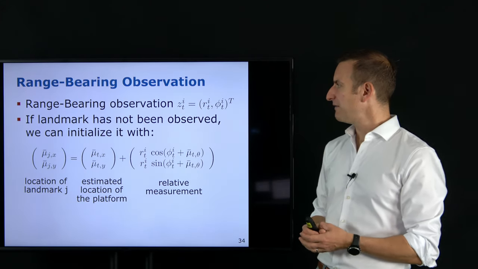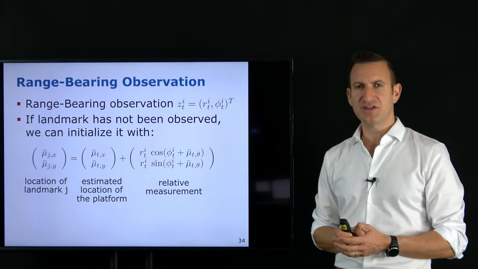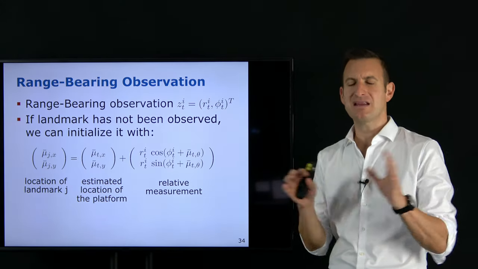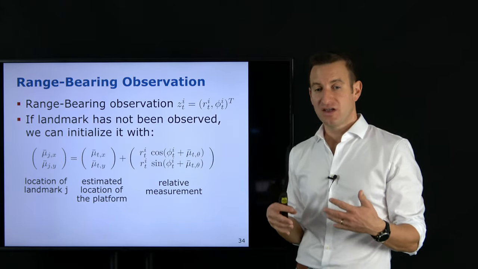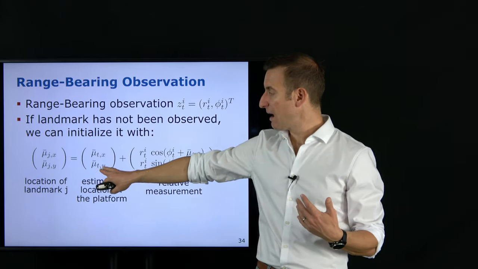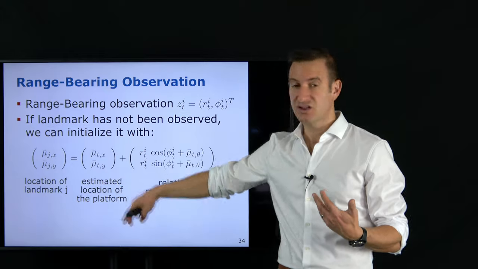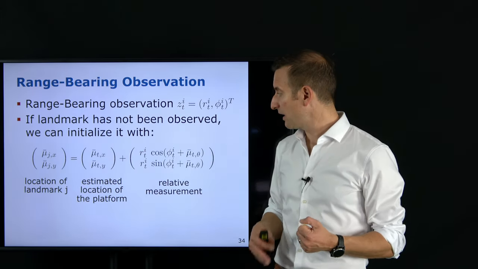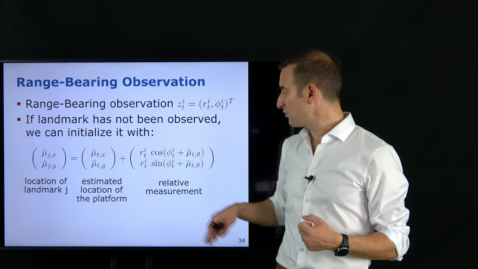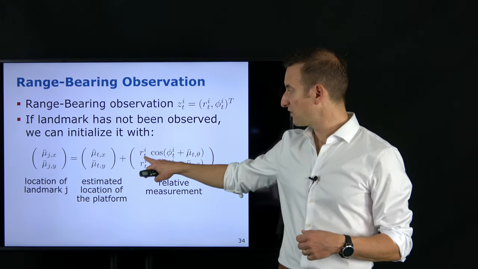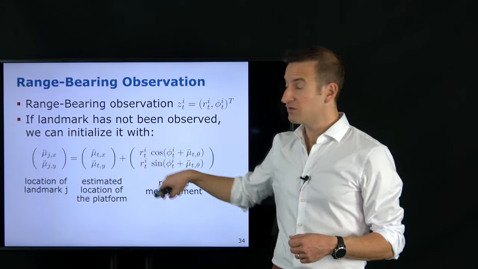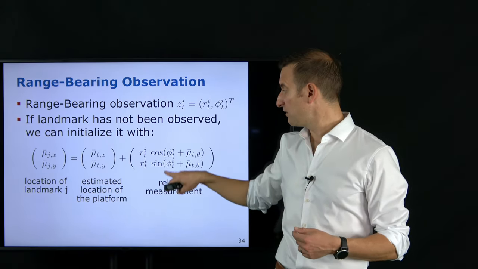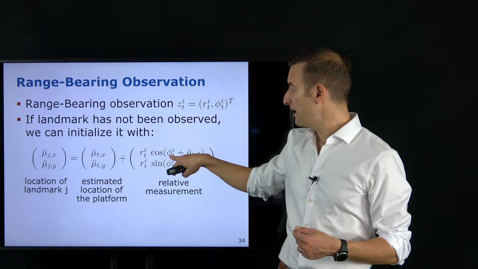If a landmark has never been seen, I can initialize it. The best estimate I can have, if I don't know anything before, is to take my pose where I am right now, my predicted pose, which is the best prediction of what I have right now. There's the uncertainty of my platform, and then I take the relative measurement into account. The update in x and y is how far the point is away, times the cosine and the sine of the orientation of my platform and my measurement.